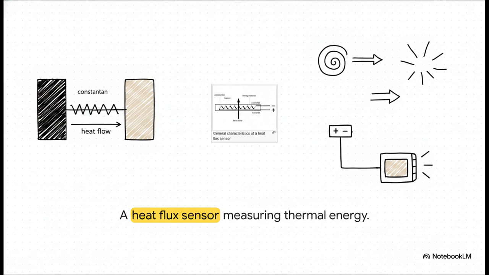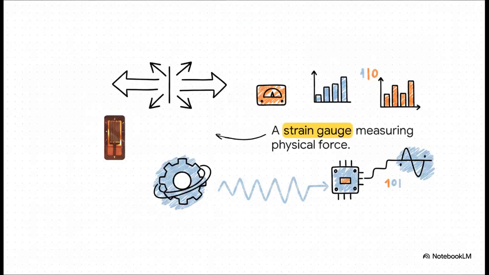How cool is that? Or consider a strain gauge. This tiny metallic pattern is an absolute workhorse in the engineering world. It acts as a foundational element for measuring force, pressure, and torque. And the way it works is so elegant. When physical force is applied, the material stretches or compresses. The gauge then converts that tiny, microscopic displacement into a measurable change in electrical resistance. It's a simple concept, but it's incredibly effective.